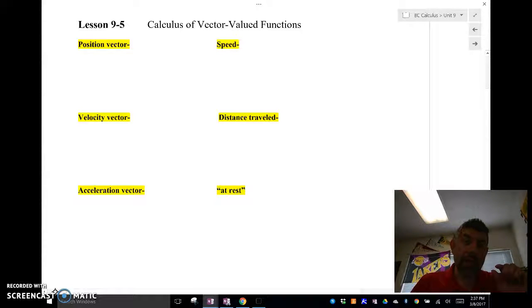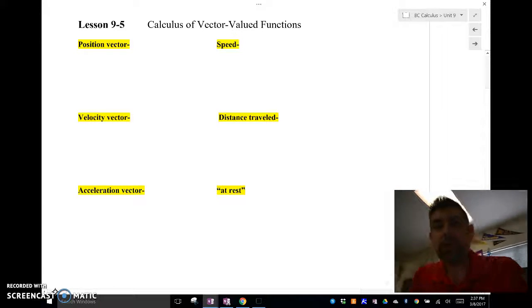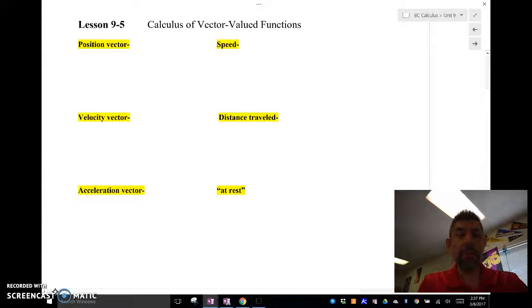We are talking about some calculus on vectors. Really not too bad. It's a lot like the parametric equations. So let's get into it. All right, so turn my screen this way.